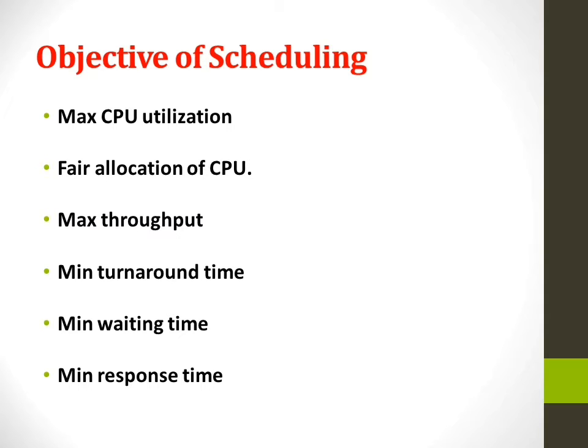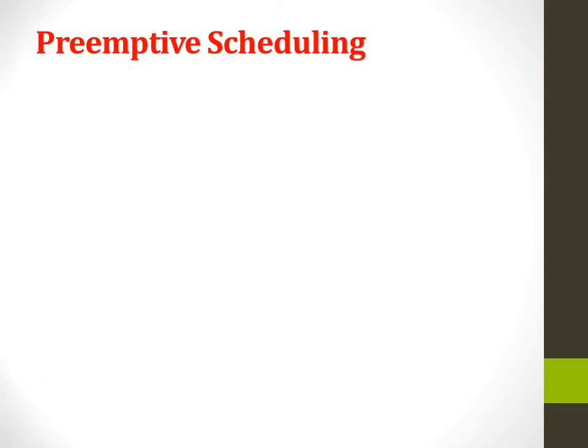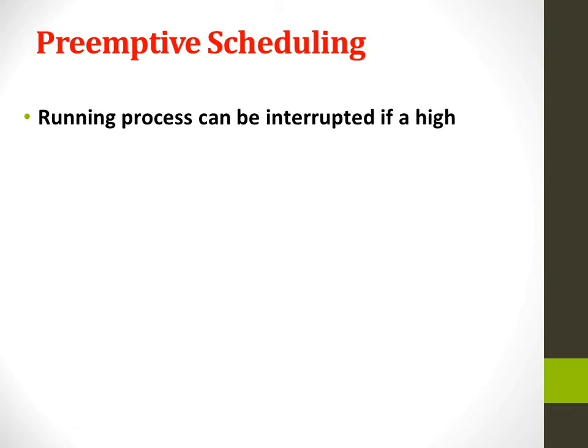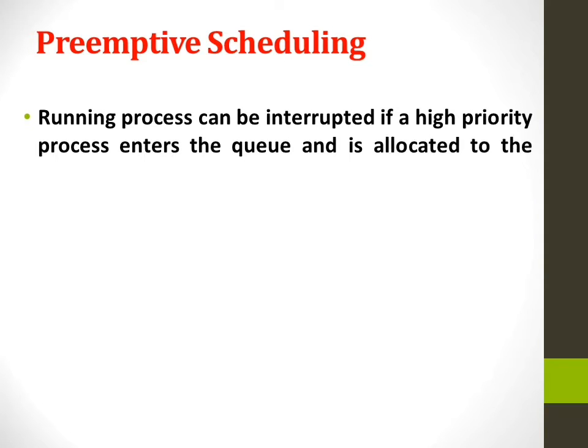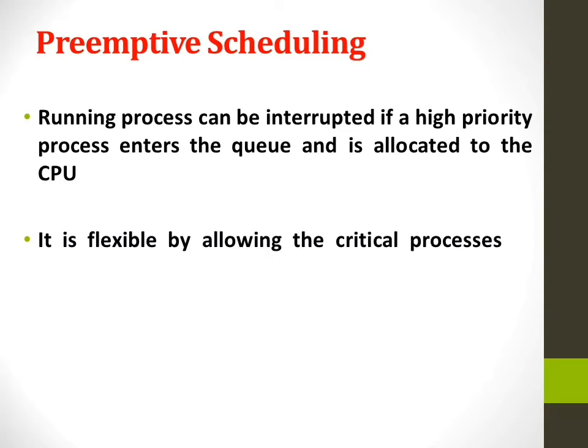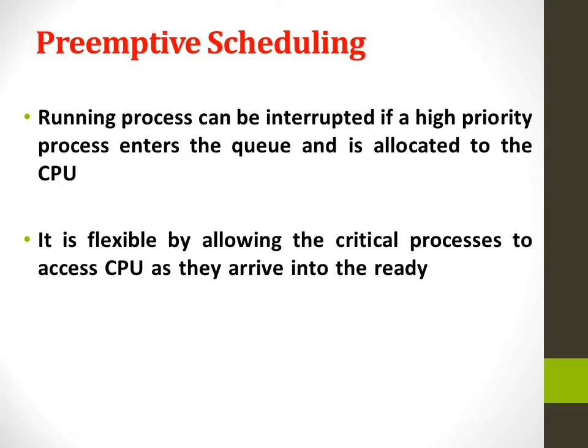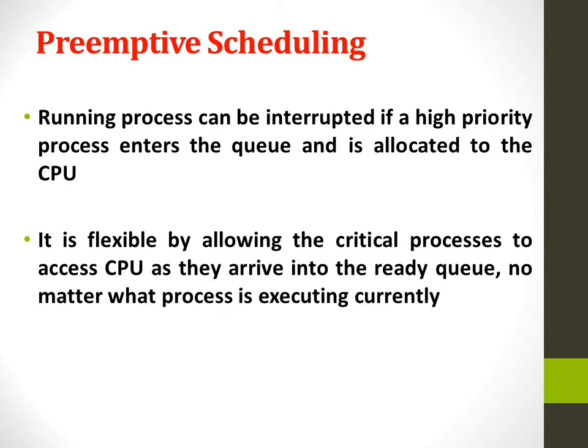Next question, preemptive scheduling. What is preemptive scheduling? We know each task may have different priorities. The scheduling in which a running process can be interrupted if a high priority process enters the queue and is allocated to the CPU is called preemptive scheduling. In this case, the current process switches from the running queue to the ready queue and the high priority process utilizes the CPU cycle. Preemptive scheduling is flexible, allowing the critical process to access the CPU as it arrives into the ready queue, no matter what process is executing currently.